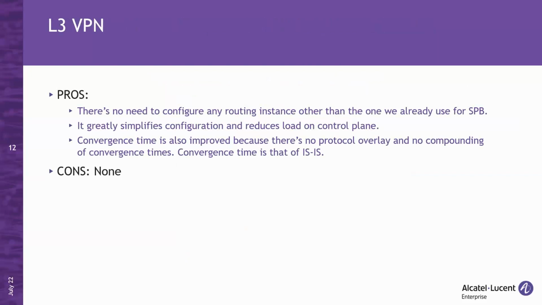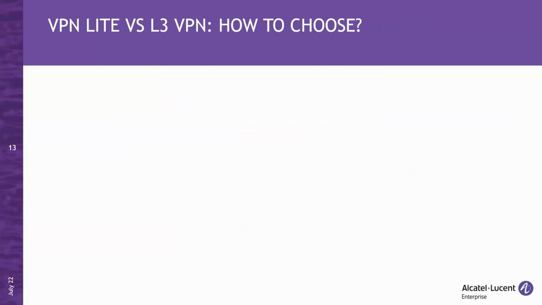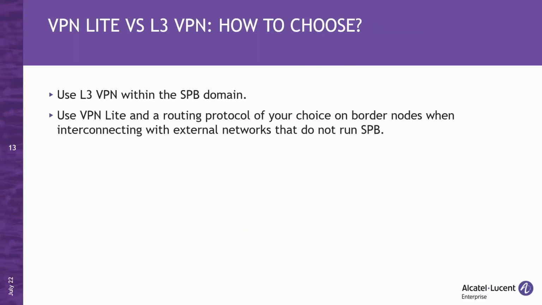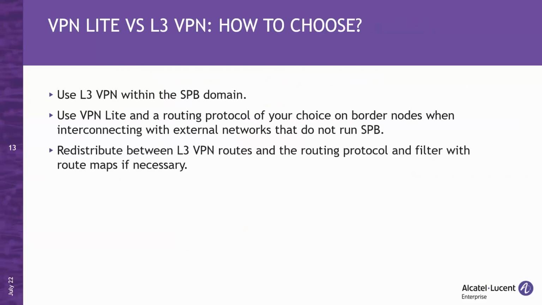So you may ask, why have VPN Lite at all if Layer 3 VPN is better? Well, Layer 3 VPN is great within the SPB domain, but you still need VPN Lite for connecting to external networks that do not run SPB. So the guideline is using Layer 3 VPN within the SPB domain and VPN Lite on border nodes that connect to external non-SPB networks. And you can redistribute between Layer 3 VPN routes and VPN Lite routes, and you can also use route maps for filtering if necessary.